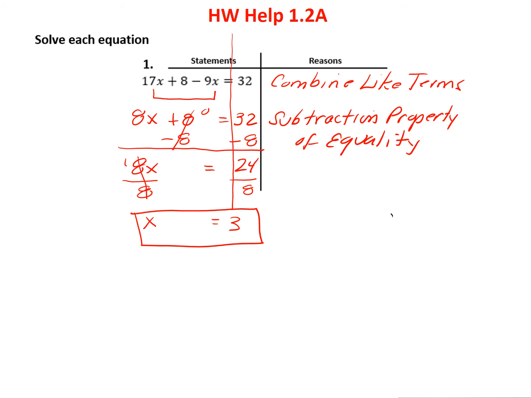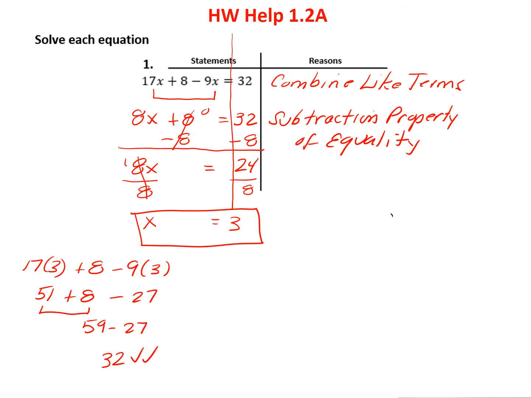If we wanted to check that out, we could plug it back into the equation. We could say, okay, 17 times 3 plus 8 minus 9 times 3, and let's see what that equals. 3 times 17 is 51 plus 8. 3 times 9 is 27. So if we combine these two, we get 59 minus 27, and 9 minus 7 is 2. And we get the same answer we saw at the beginning, so that way we can check. The thing about equations is you can always plug your answer in and see if you are correct.